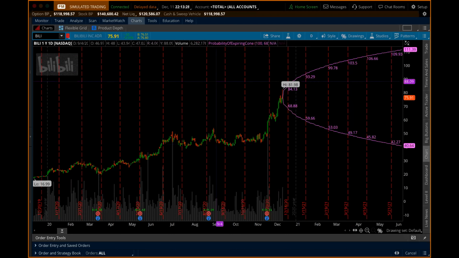So that's a good gem on TOS. I don't know if TradingView has it, Mo, and I don't know if Webull has it. I'm not sure. What is this? The probability of expiring cone right here. Let me check. I would doubt that TradingView does, simply because it's got to pull in option data. It's extra data that you probably have to pay for.